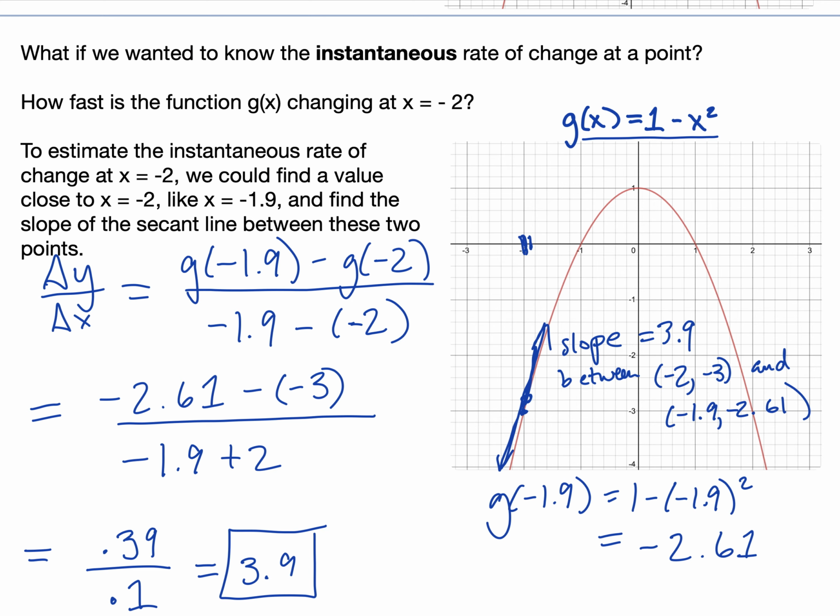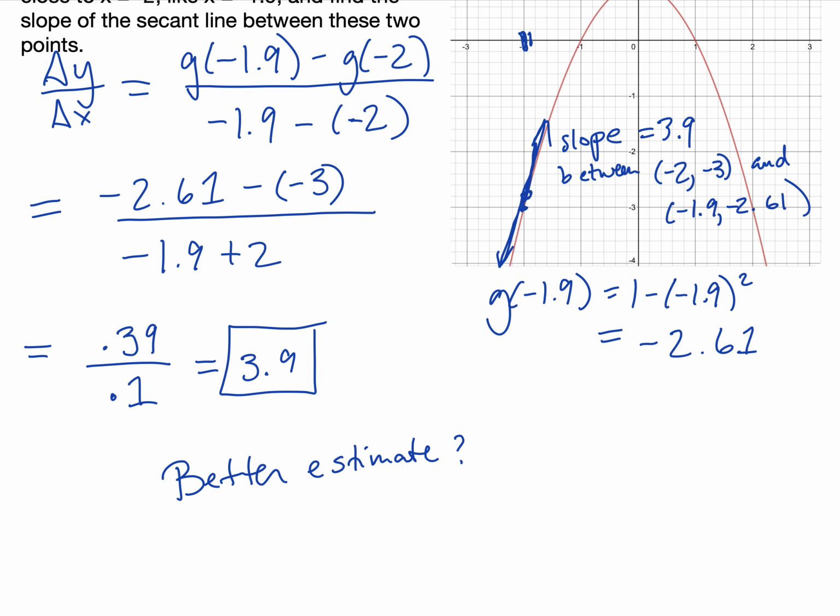Now I'd like for you to think to yourself, how could we get a better estimate? So is there a way to get a better estimate of the rate of change of this function at x equals -2? So pause and think about that just for a moment.